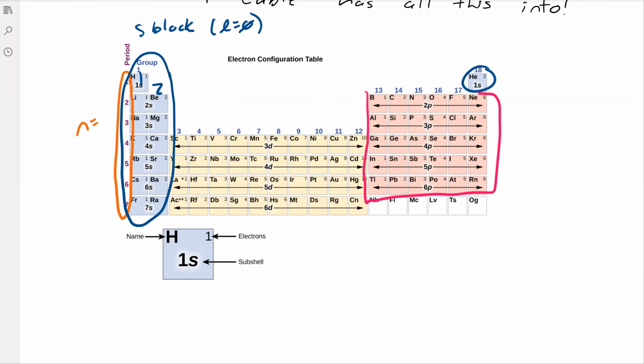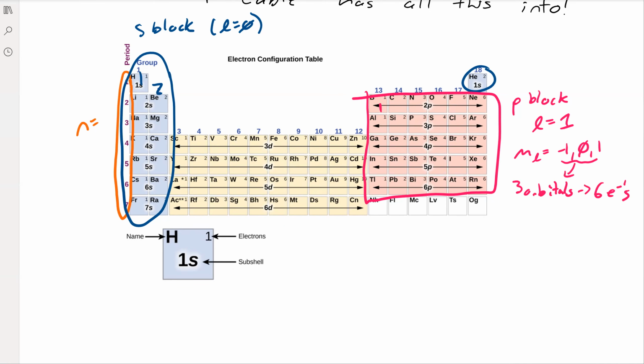Over to the right in this pinkish color, we've got our p block. Right, so you've got your 2p, 3p, 4p, 5p. Again, the number in front is the n value. Remember that when we're in the p block, our L is equal to 1, which means our M sub L value can be equal to -1, 0, or 1, right? So that represents our 3 different p orbitals. And remember, there's 2 electrons per orbital. So if we have 3 orbitals, we have 6 electrons, right? And that's why there's 1, 2, 3, 4, 5, 6 columns in the p block. And so on and so forth, right?